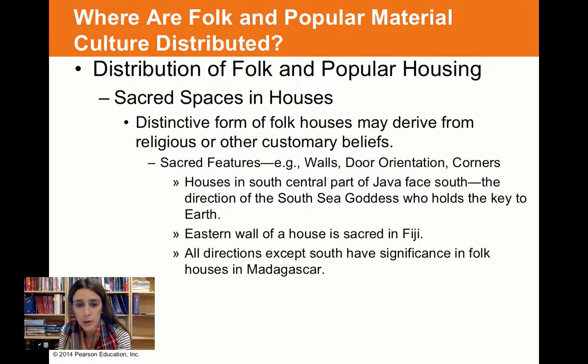So a couple examples, houses in the south central part of Java face south, which is the direction of the South Sea goddess, who they believe holds the key to Earth. In Fiji, the eastern wall of a home is considered sacred, and then in Madagascar, actually all directions except south have significance in the folk houses in that particular place.